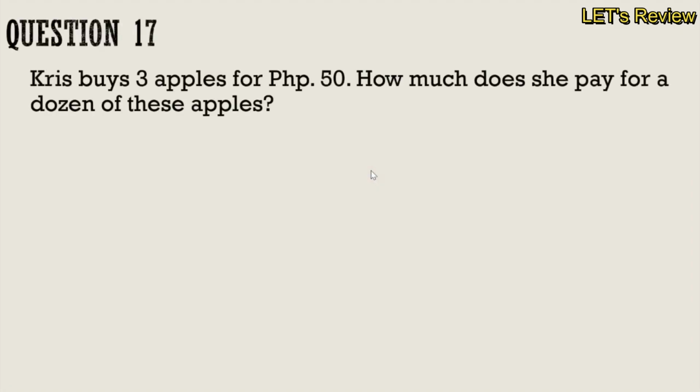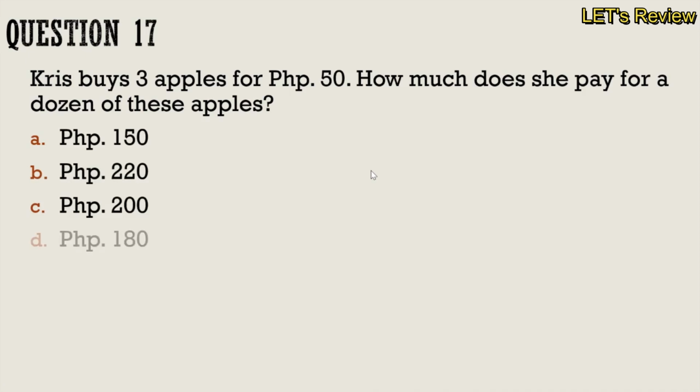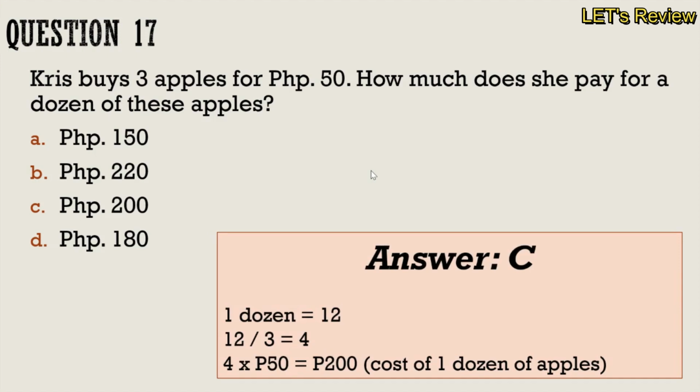Question 17. Chris buys 3 apples for 50 pesos. How much does she pay for a dozen of these apples? A. 150 pesos. B. 220 pesos. C. 200 pesos. Or D. 180 pesos. The answer is C. 1 dozen is equivalent to 12. So 12 divided by 3 is 4. And 4 times 50 pesos is 200 pesos.